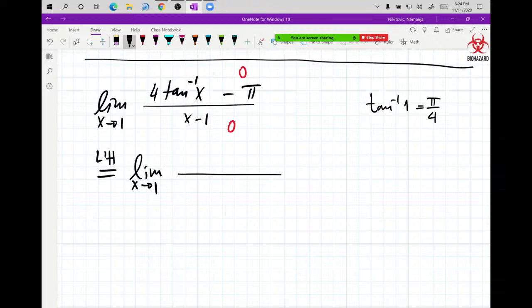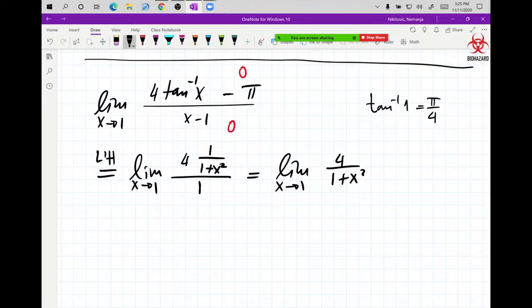Now we take our derivatives. 4 times 1 over 1 plus x squared, derivative of pi is just 0, and the derivative on the bottom is 1. Now we simplify this. I mean, divide by 1 and multiply by 4 is just whatever. That's what we have. And now when you plug in 1, your answer is 2. Because 1 squared is 1, 1 plus 1 is 2, 4 divided by 2 is 2.